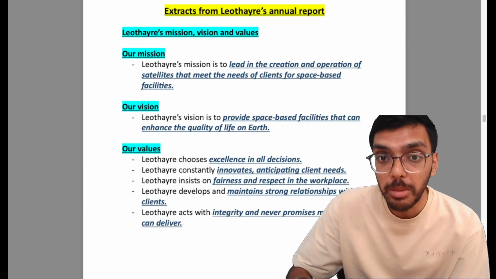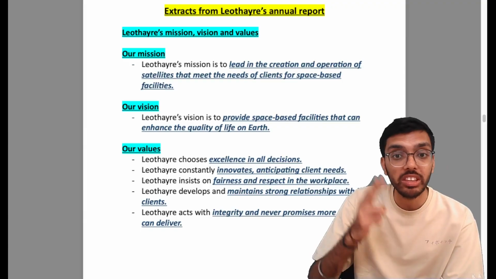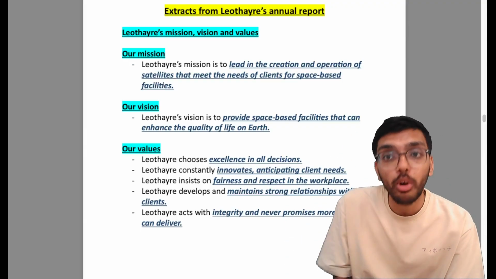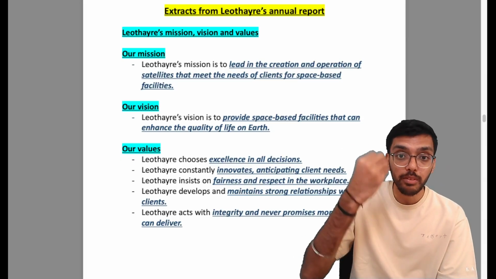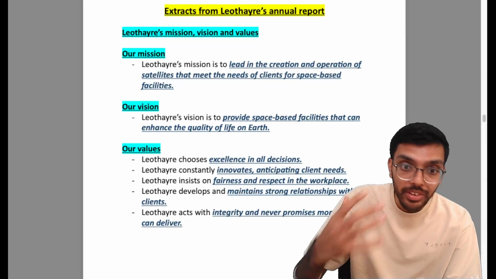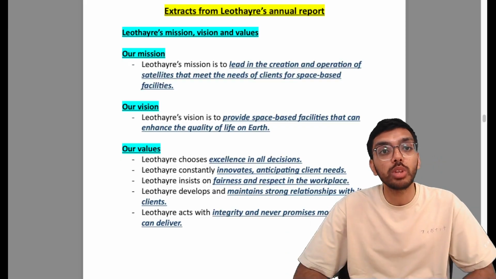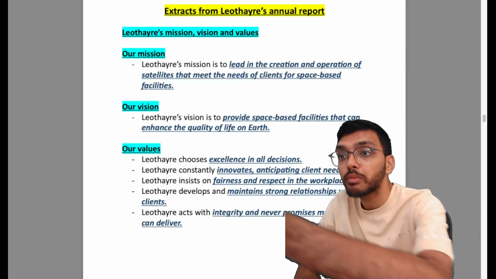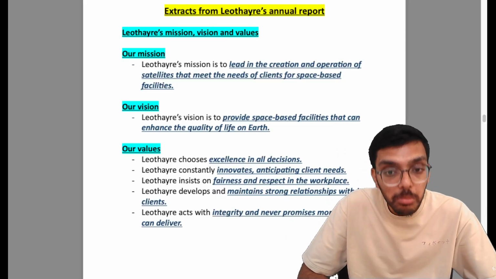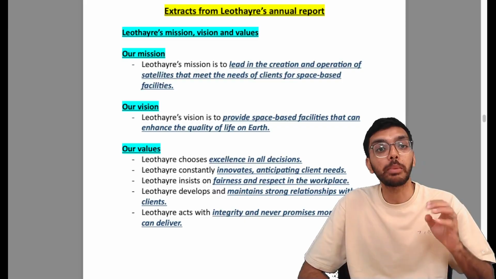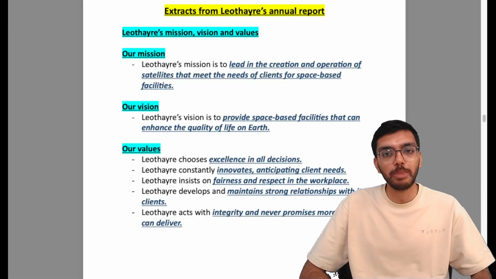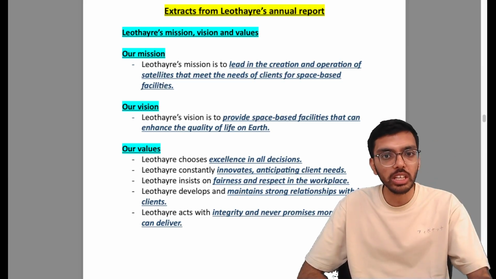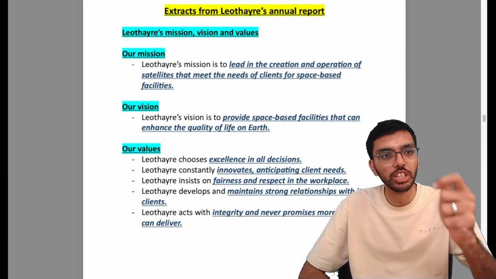See, one, we are learning about our company. Two, we are relating to E3, P3, F3 topics. Three, we are picking up on ideas and terms and phrases which I will read, reread, repeat while going through the pre-seen analysis multiple times so that I can use this information when I start writing mock questions. For example, you are writing anything about Leothayre's expansion, or any topic, just include a line saying our mission is to lead in the creation and operation of satellites.